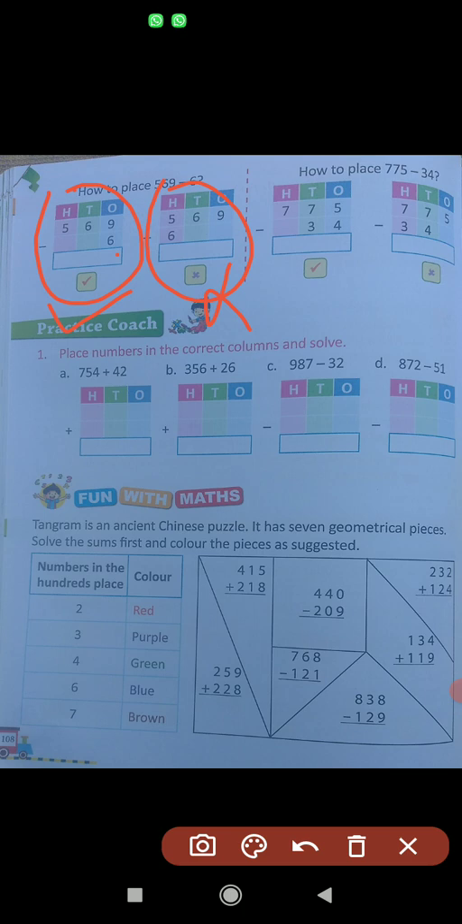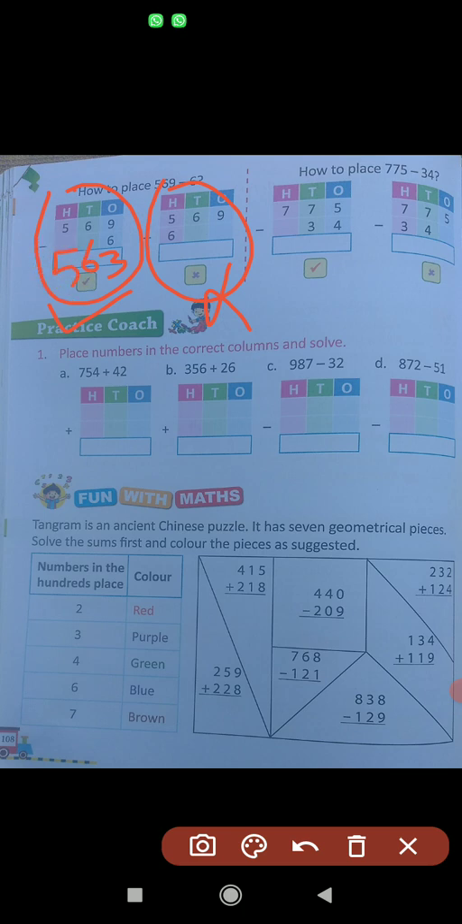So subtract the number. 9 minus 6 is equal to 3. Write 3 in the correct column in the ones place, okay? 9 minus 6 is equal to 3. And 6 is alone and 5 is also alone, because there is no number to subtract from 6 and 5. So write 6 as it is in the 10 place column, and 5 will be in the 100 place column.